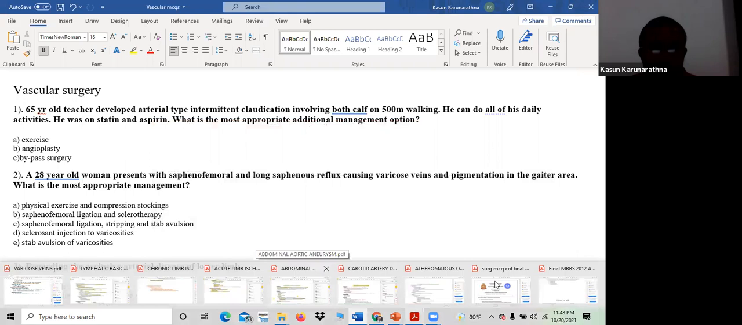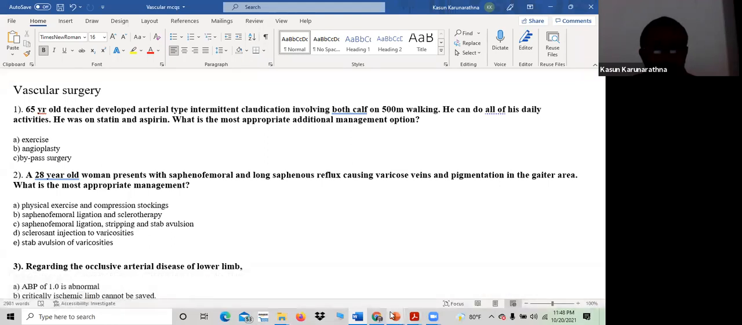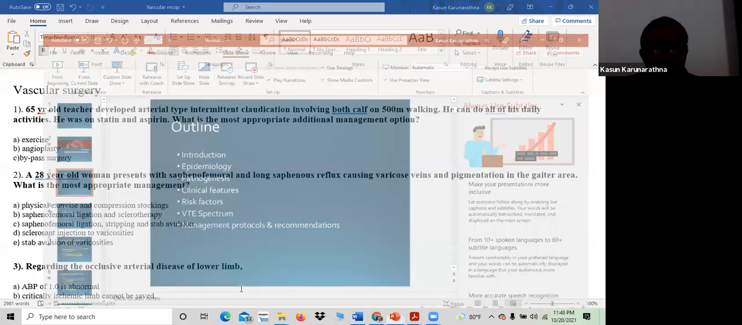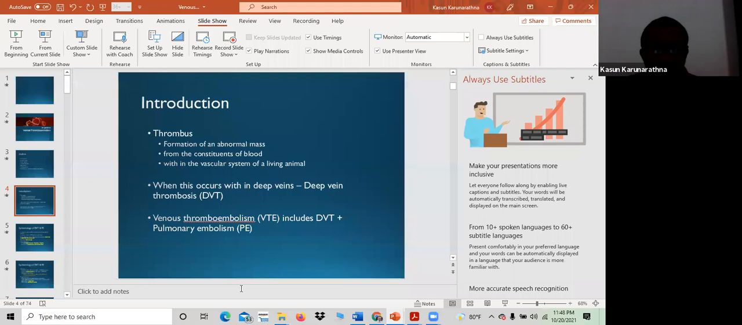There's another article. Thromboembolism. This is regarding thromboembolism.